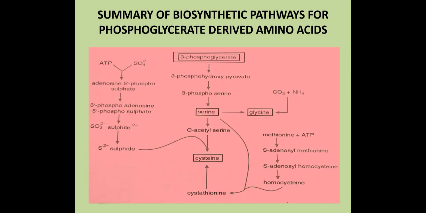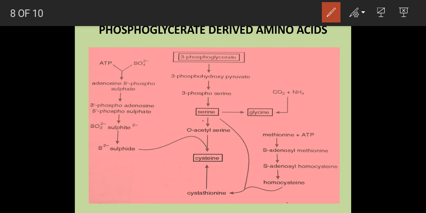Now, the summary of the biosynthetic pathway for phosphoglycerate derived amino acids. Thus, we see that 3-phosphoglycerate is an important precursor and it gives rise to three important amino acids, serine, glycine and cysteine. 3-phosphoglycerate first gives rise to 3-phosphohydroxypyruvate, and 3-phosphohydroxypyruvate then gives rise to 3-phosphoserine. The serine then gives rise to glycine by a single step reaction. Glycine can also be synthesized from carbon dioxide and ammonia in vertebrate liver. Serine gives rise to cysteine when it combines with acetyl coenzyme A to form O-acetylserine. O-acetylserine then gives rise to cysteine.